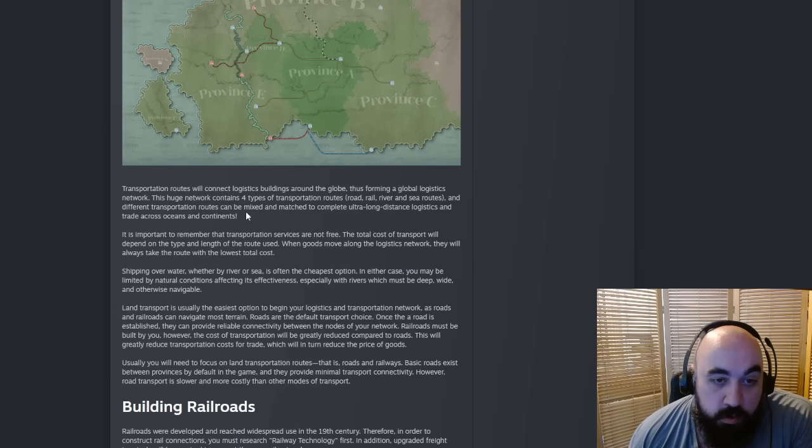Transportation routes will connect logistics buildings across the globe, thus forming a global logistics network. This huge network contains four types of transportation routes.